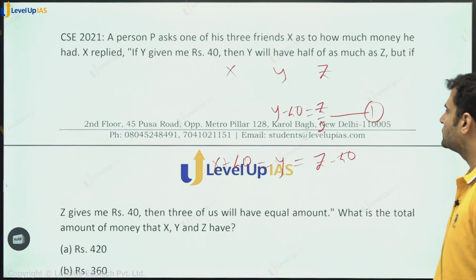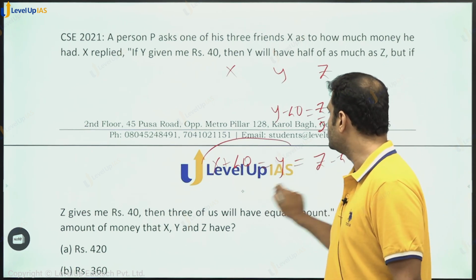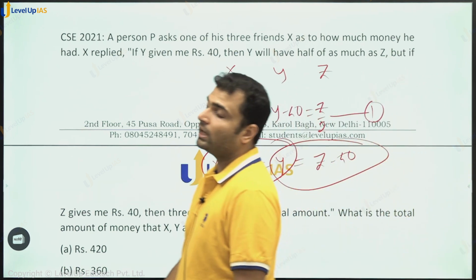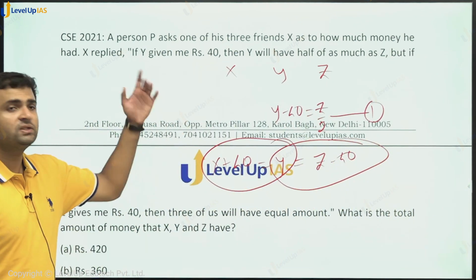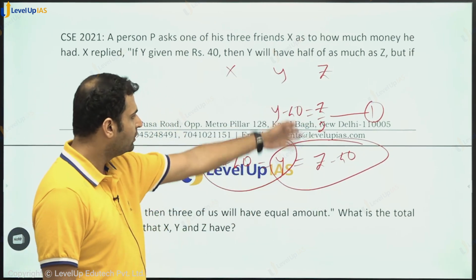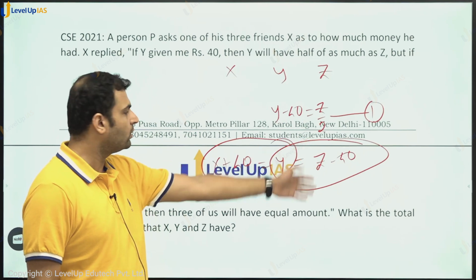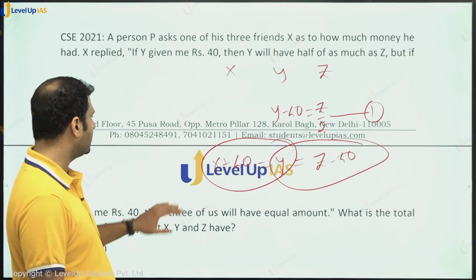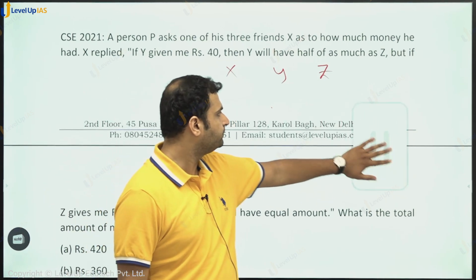How many equations do we have? This is equation 1, this is equation 2, and this is equation number 3, because there are two equality signs, so there are three equations, three unknowns. Again it can be solved. This is an equation in Y and Z, this is an equation in Y and Z. So first Y and Z, two equations, two unknowns, will be solved, and then we can find the value of X. So the question is how much money all of them have together.